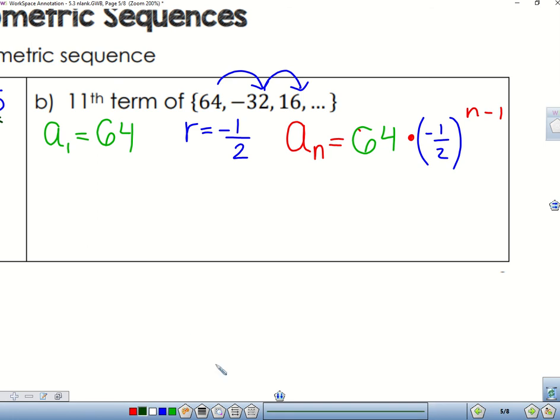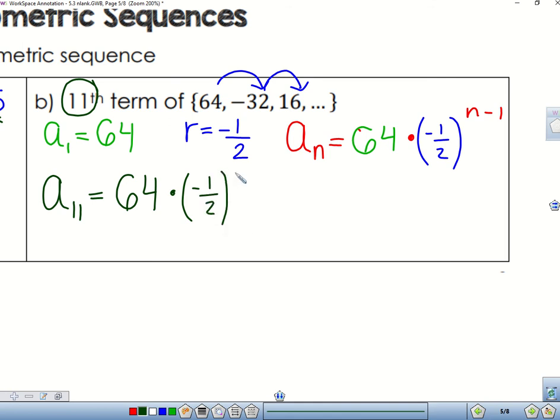So what am I going to be plugging in for n here? 11. Good. So a sub 11, the 11th term, is equal to 64 times negative 1/2 to the 10th power, because 11 minus 1. Everybody see how I got that? Now, you could put in negative 0.5 in the calculator, put it to the 10th power, and you're going to get a really small decimal. I'm going to leave it as a fraction, and you'll see why.